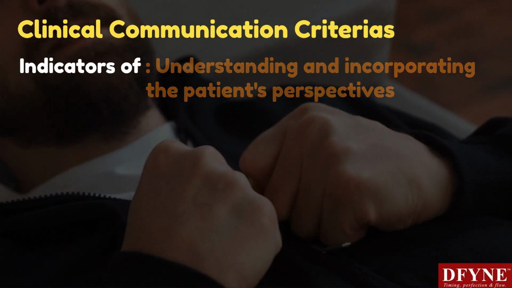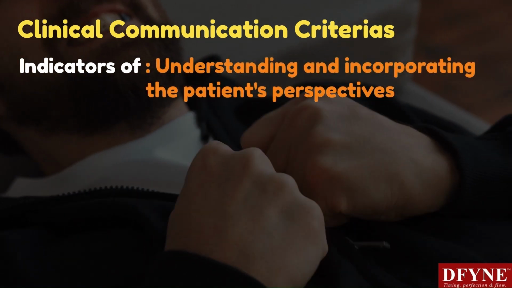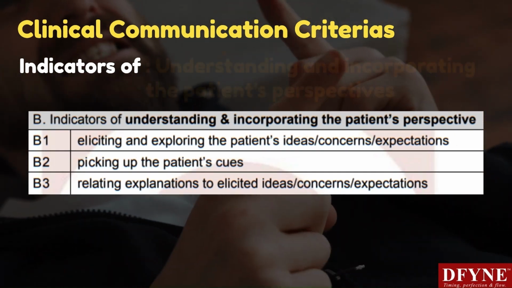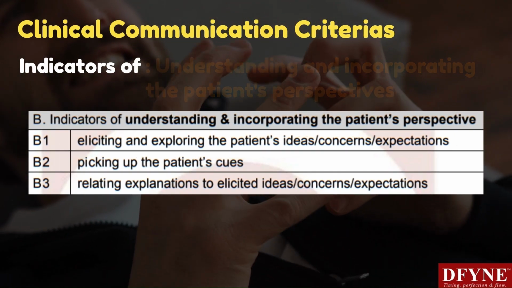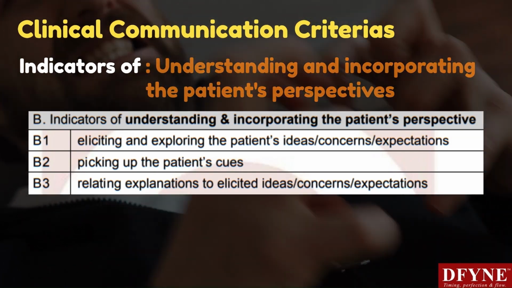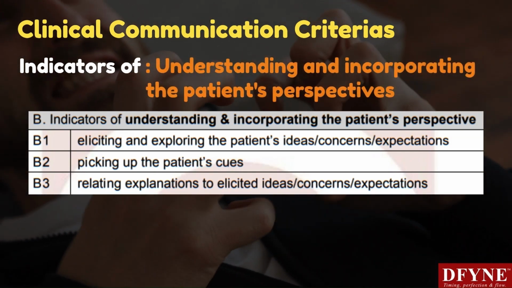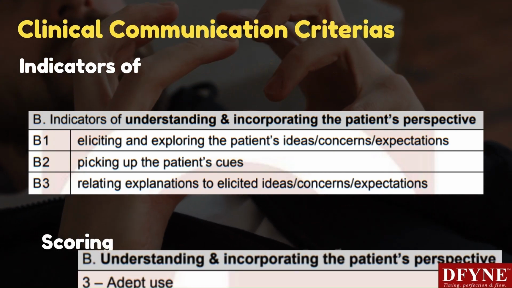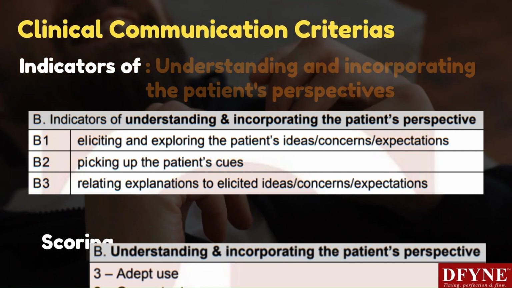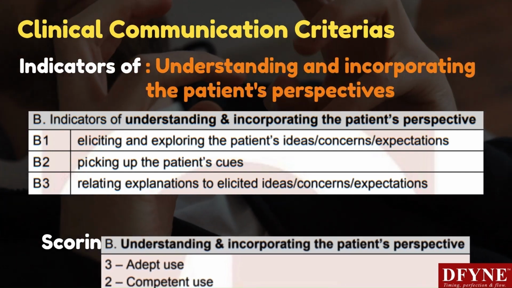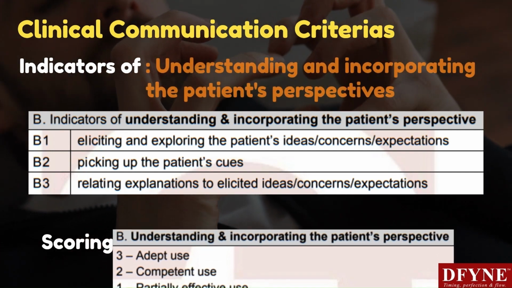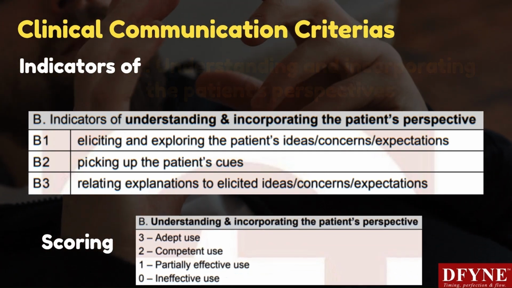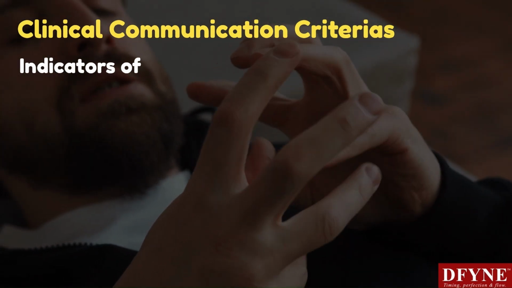Indicators of understanding and incorporating the patient's perspective. This one measures the use of words, phrases, or behaviors that make the patient or the carer feel understood and gives them a security of interacting with the right person for their problems. For example, not interrupting the patient when they are speaking. The end result of this action is that they may feel you have understood them completely.